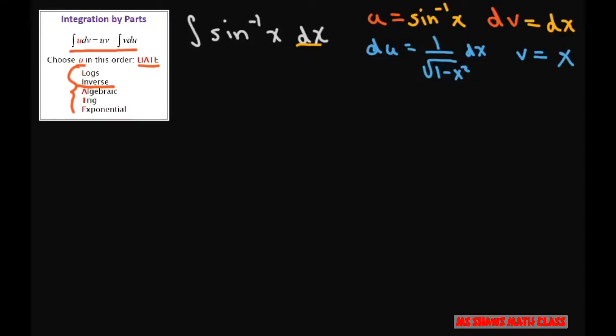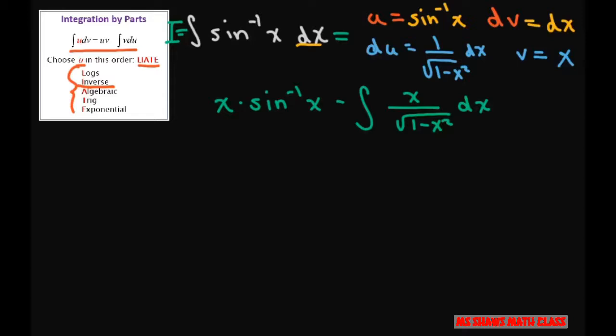So now we can fill everything out. To save time, this is going to be called our integral. That's going to equal u times v, so I'm going to write x times inverse sine of x, minus the integral of v times du. So that's x divided by the square root of 1 minus x squared dx.